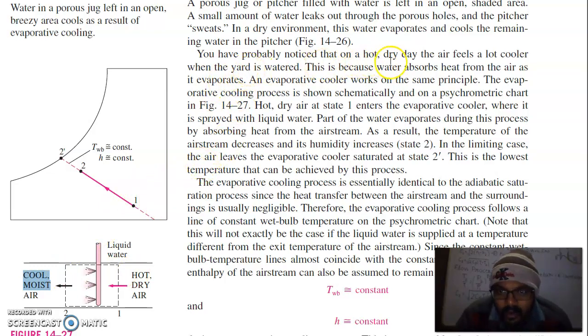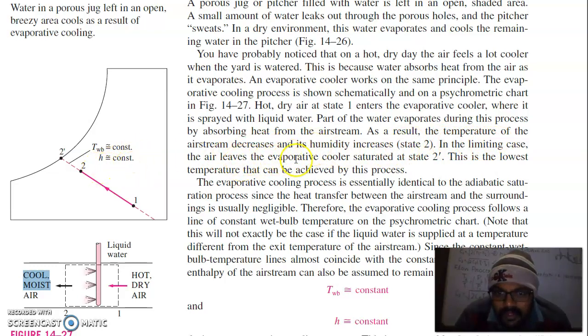You have probably noticed that in hot dry air, the air feels a lot cooler when the yard is watered. This is because water absorbs heat from the air as it evaporates, and an evaporative cooler works on the same principle. The evaporative cooling process is shown on a psychrometric chart. Hot dry air at state 1 enters the evaporative cooler where it is sprayed with liquid water. Part of the water evaporates during this process by absorbing heat from the air stream. As a result, the temperature of the air stream decreases and its humidity increases to state 2.